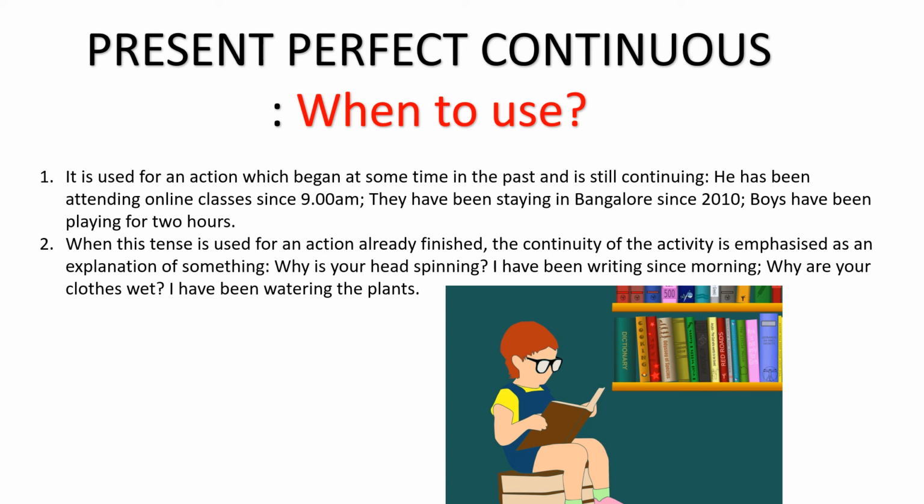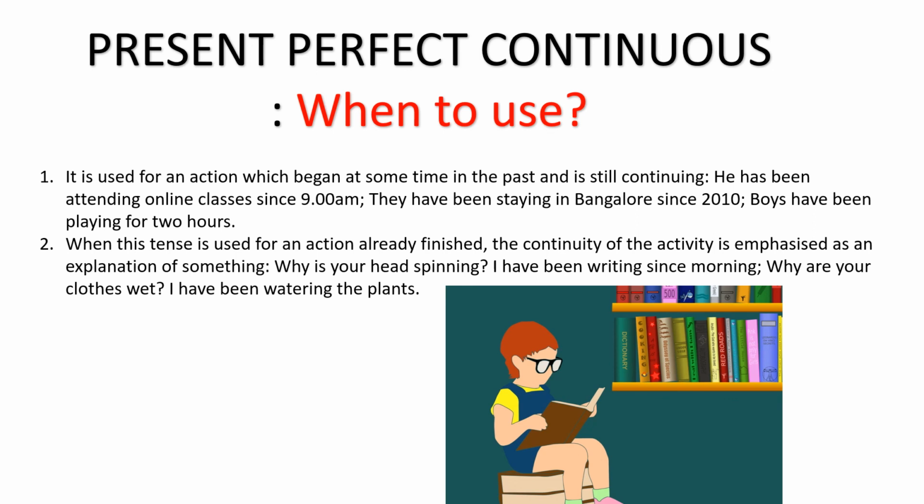When this tense is used for an action already finished, the continuity of the activity is emphasized as an explanation of something. What does this mean? For instance, look at this question and then look at the answer. Why is your head spinning? I have been writing since morning. So what is happening here? This tense is used for an action which has already finished. The continuity of the activity is emphasized as an explanation of something. For instance, my head is spinning. Why is it spinning? Because I have been writing since morning. I have been watering the plants, so my clothes are wet. So this is where present perfect continuous is required.